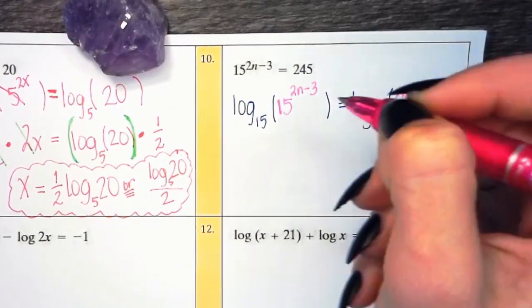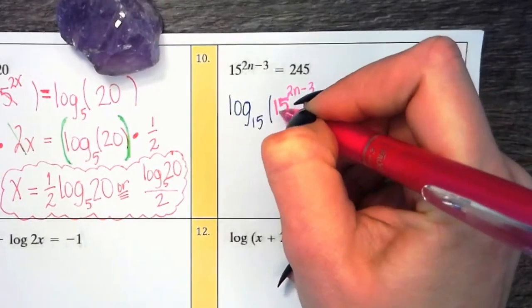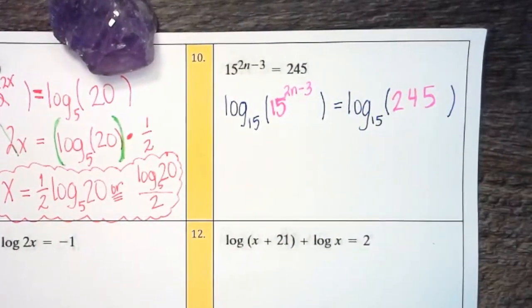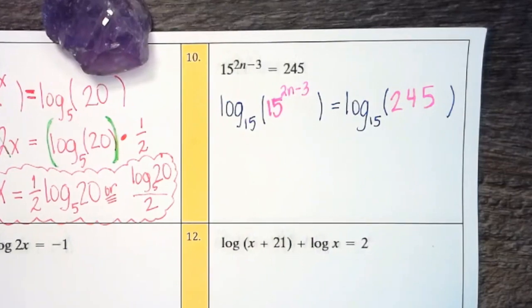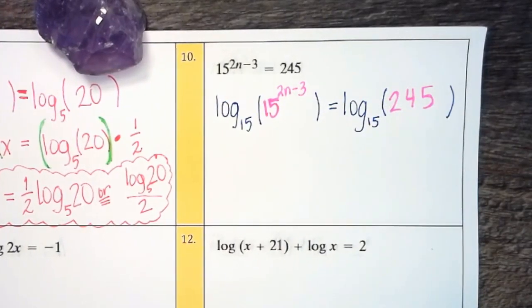If we take the log base 15 of 15 to a power, like we mentioned time and time again, we're going to have some simplifying happen.